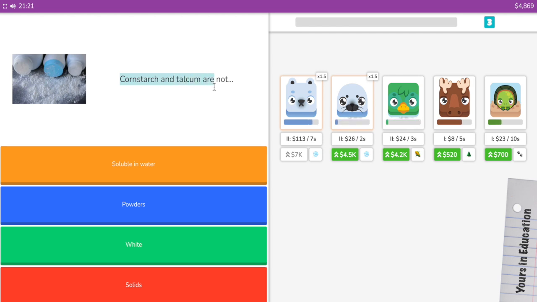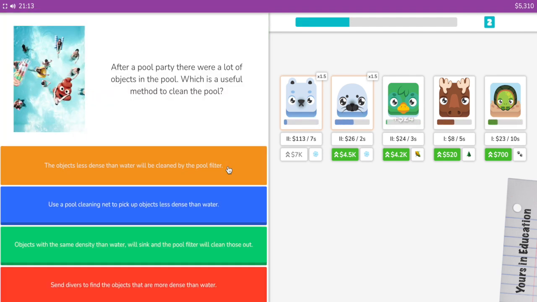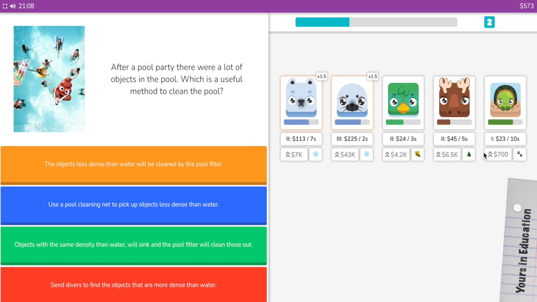Cornstarch and talcum are not soluble in water for sure. They are powders, they are white, and they're solids. Yes, they're not soluble in water, so the statement is false. Okay. Can I do all of these? What did I do? Oh, these make me lose money? OMG, that's bad. After a pool party, there were a lot of objects in the pool. Dirty people. Which is a useful method to clean the pool?